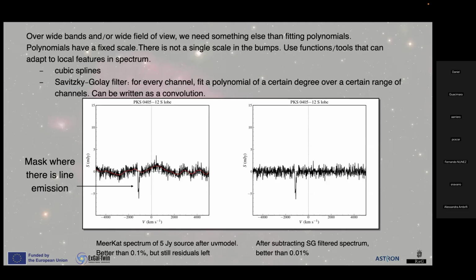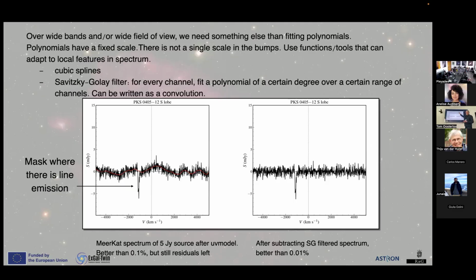Last point on continuum subtraction. Over very wide bands, this polynomial fitting doesn't work anymore, so you need an extra step. This is from a wake-up observation, very broad band, very strong source. It was a 5-density source, a really very strong source. We make the continuum image, we make the continuum model for the calibration, etc., and we subtract it.